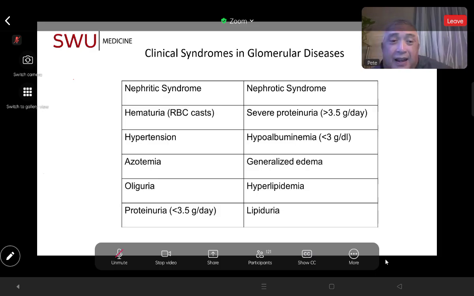So, most probably he had RPGN, rapidly progressing glomerulonephritis. So, it's not good to have any other color for urine, especially when you are young and especially when you are male.